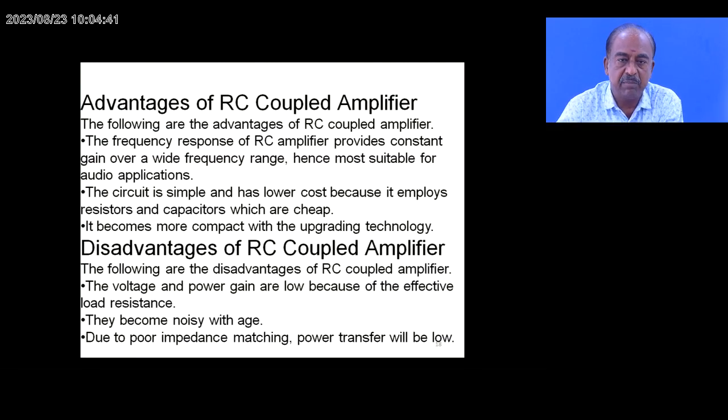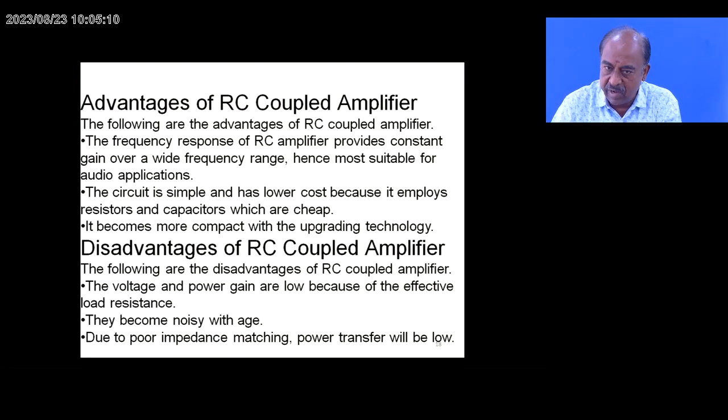Advantages of RC coupled amplifiers are as follows. The frequency response of RC coupled amplifier provides constant gain over a wide frequency range. Hence, it is most suitable for audio applications because our audio signals are 20 to 20,000 hertz. This is very much applicable for this RC coupled amplifier. This circuit is simple as well as very cheap. Then it will be of very small size also.